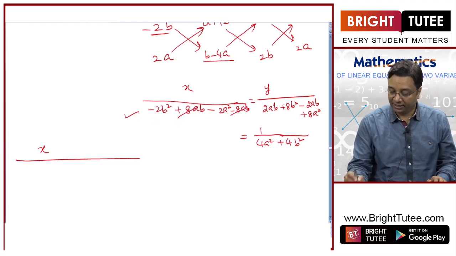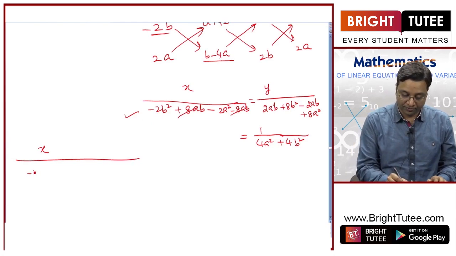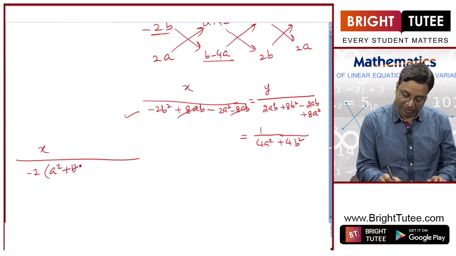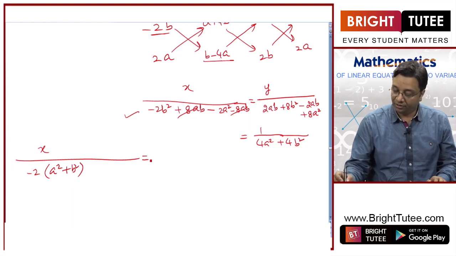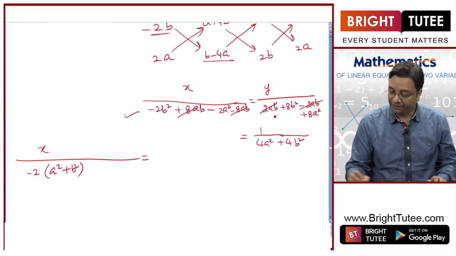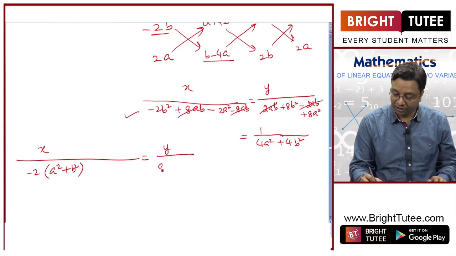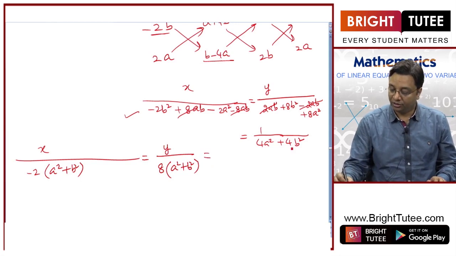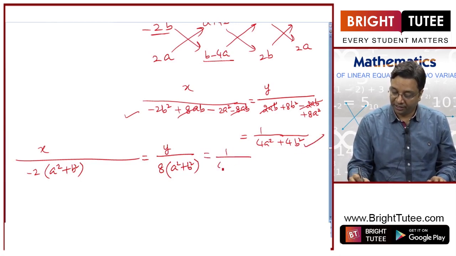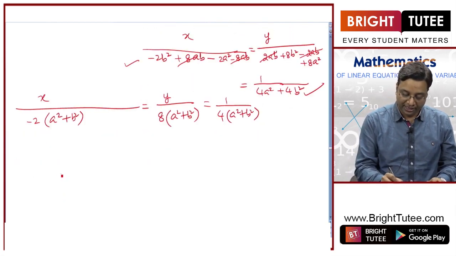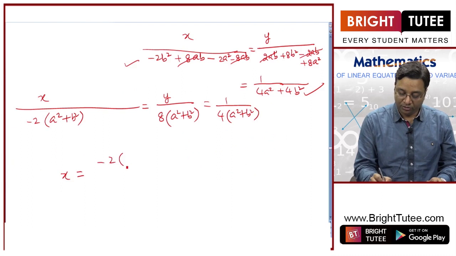I can cancel 8ab with this 8ab, and I can take minus 2 as common. Inside I will have a square plus b square, and it is equal to, from here I can cancel 2ab and take 8 common from the denominator, leaving a square plus b square inside, and it is equal to this expression here. If I take 4 common, a square plus b square inside. Now it is very simple. X is equal to minus 2 a square plus b square divided by 4 a square plus b square.